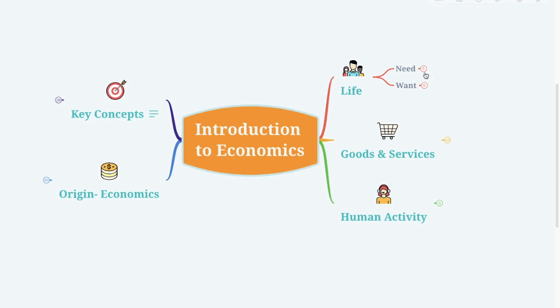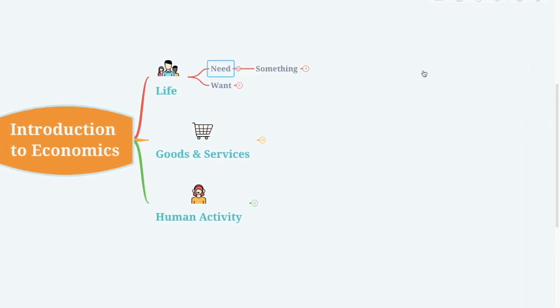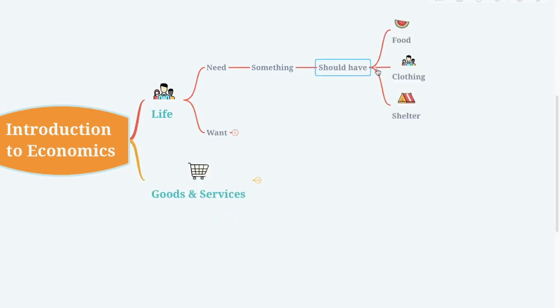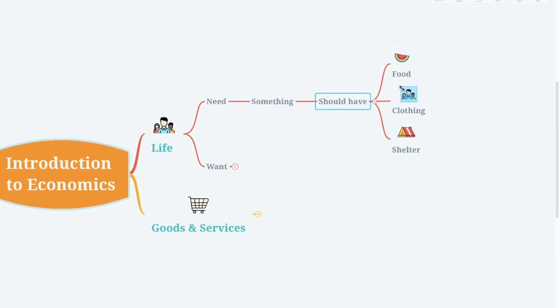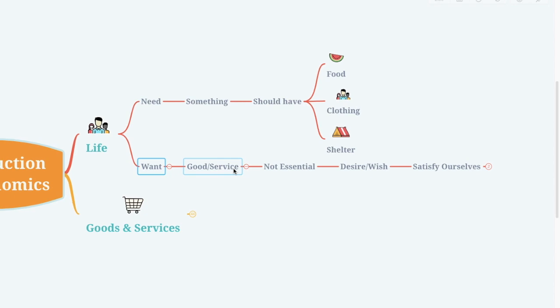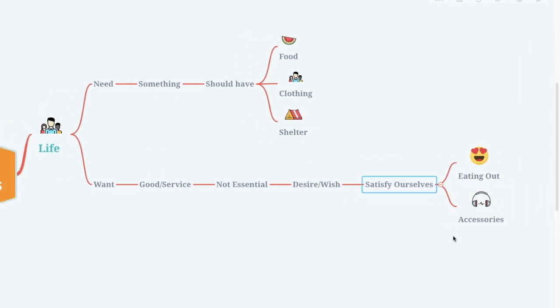In our life, we have two things, needs and wants. So what are needs? A need is something that one should always have, something without which one cannot live. For example, food, clothing, and shelter. What is a want? A want is a good or service that is not essential for living. We may desire or wish to have them to satisfy ourselves. For example, eating outside, accessories, etc.